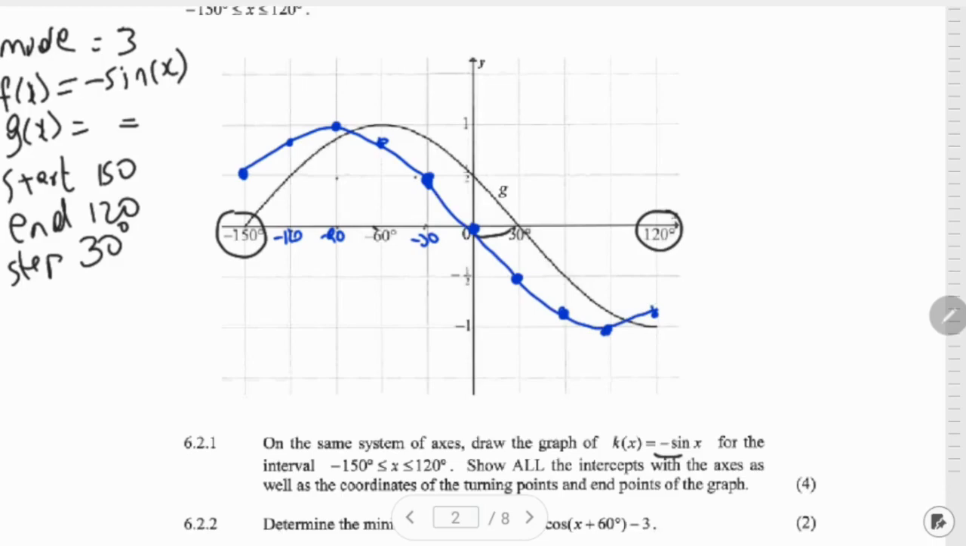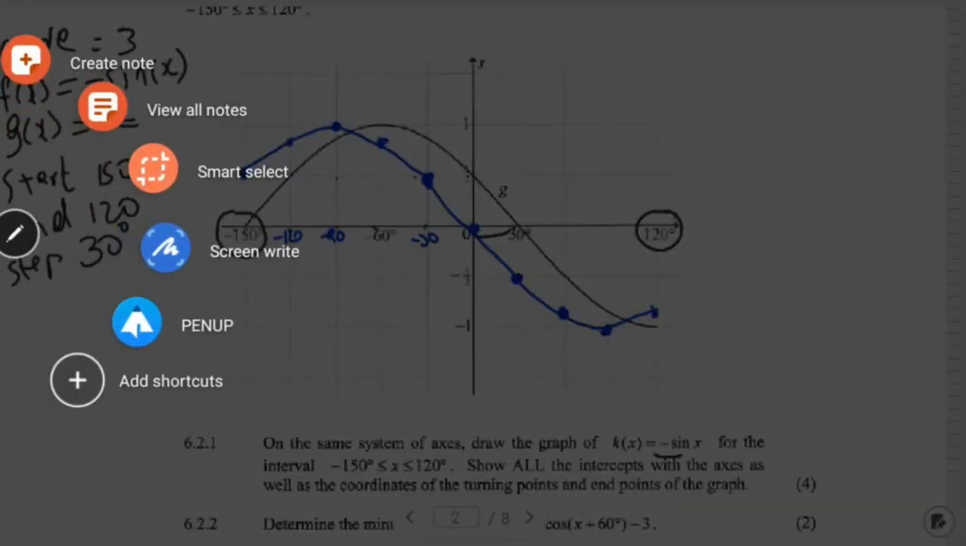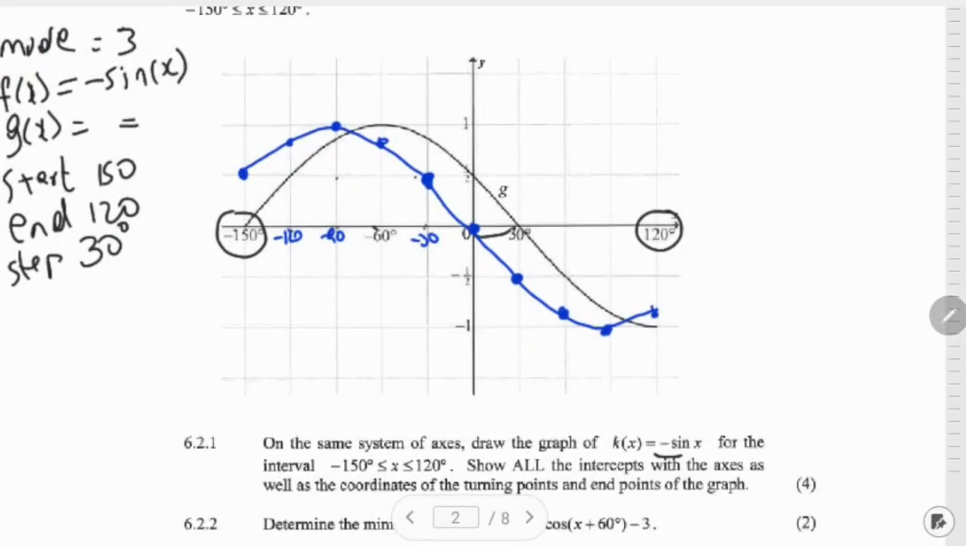Perfect. So our maximum is clearly here at minus 90 and 1, and our minimum is down there at, okay, we have 60 and 90 there. We need to fill it up because they said we should show everything. So this will be at 90 and minus 1 for 4 marks. That was simple. You just need to know how to use the table mode on your calculator.